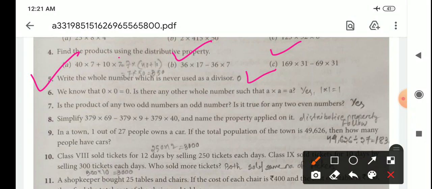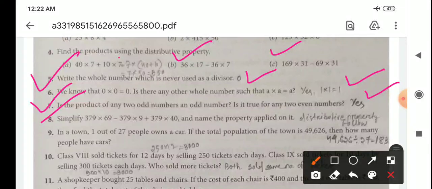Then 6 number. We know that 0 multiply 0 equal to 0. Is there any other whole number such that A multiply A equal to A? Yes, that is 1 multiply 1 equal to 1. 7 number. Is the product of any two odd numbers an odd number? Is it true for any two even number? That is yes. You can verify for, taking example, any example.